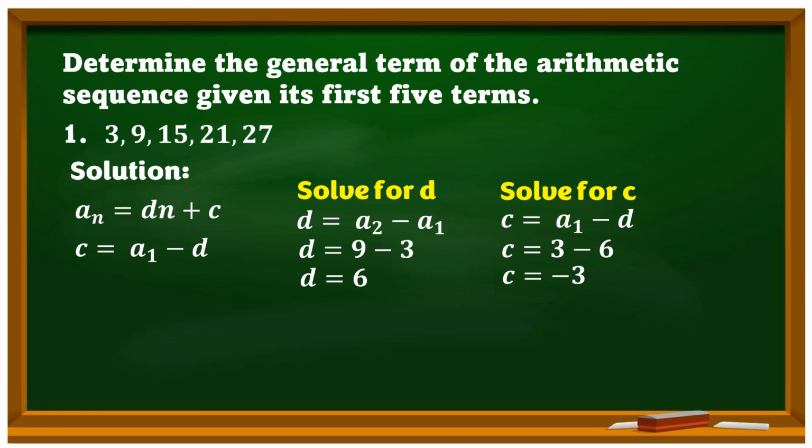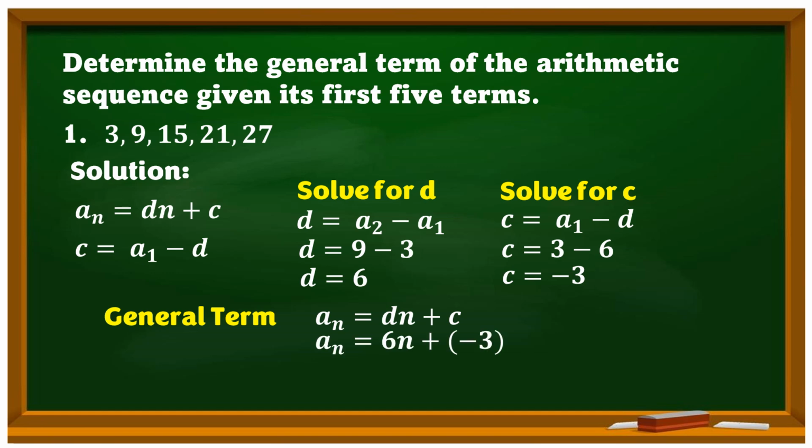So since we have now the value of d and c, let's have now the general term, wherein the formula is a sub n is equal to dn plus c. So we're going to substitute the value of d and c in the given formula. So we have a sub n is equal to 6n plus negative 3. And then simplify now the equation. We have a sub n equals 6n minus 3. So that is the general term of the arithmetic sequence 3, 9, 15, 21, 27.